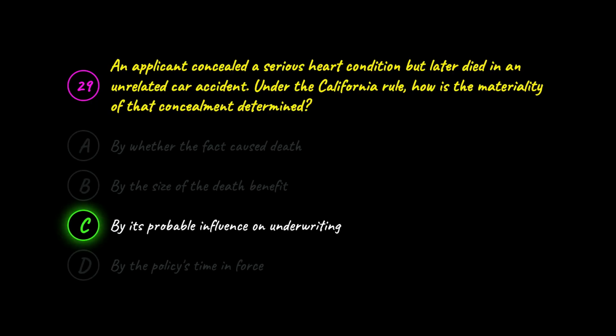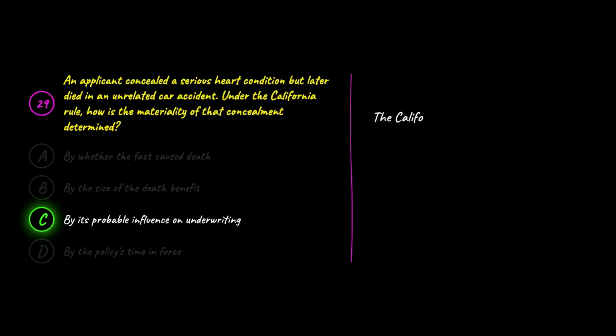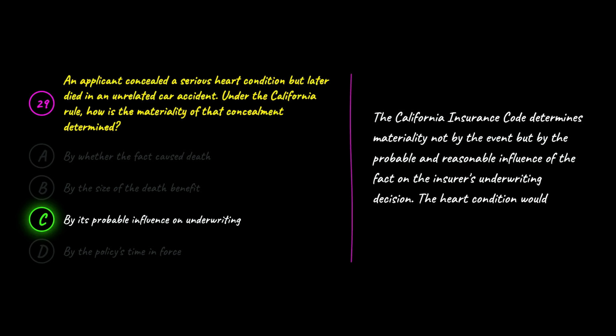The correct answer is C. By its probable influence on underwriting. C is correct because the California Insurance Code determines materiality not by the event but by the probable and reasonable influence of the fact on the insurer's underwriting decision. The heart condition would have influenced that decision.